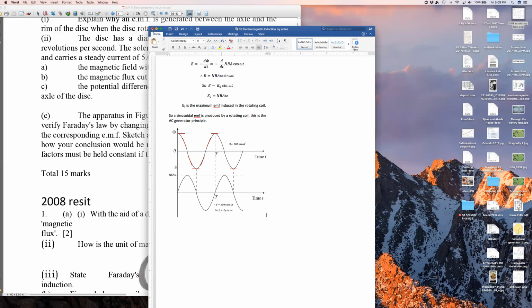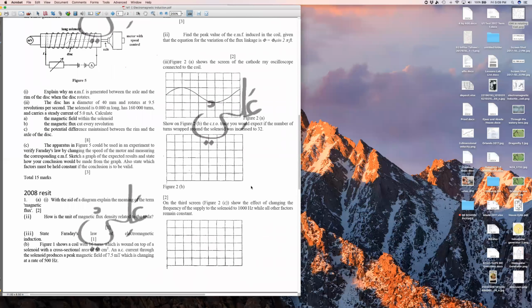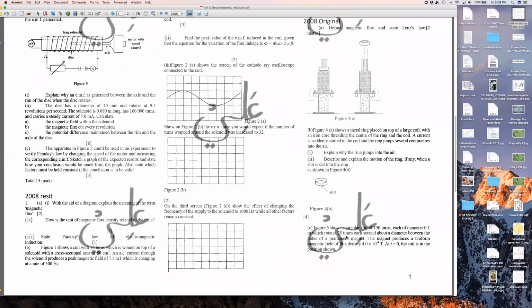Okay, so far we got that. Why is that such an important objective? Let's see what the examiners do. All right. Let me just see if I could find a question on this.